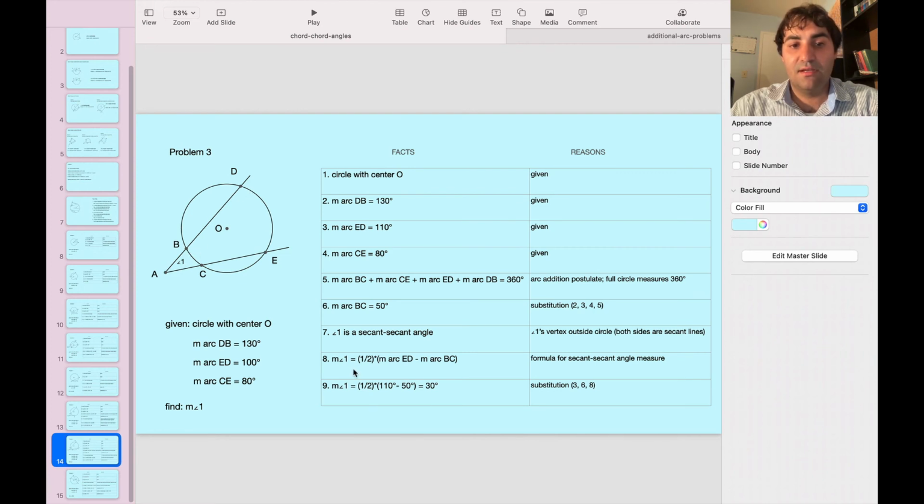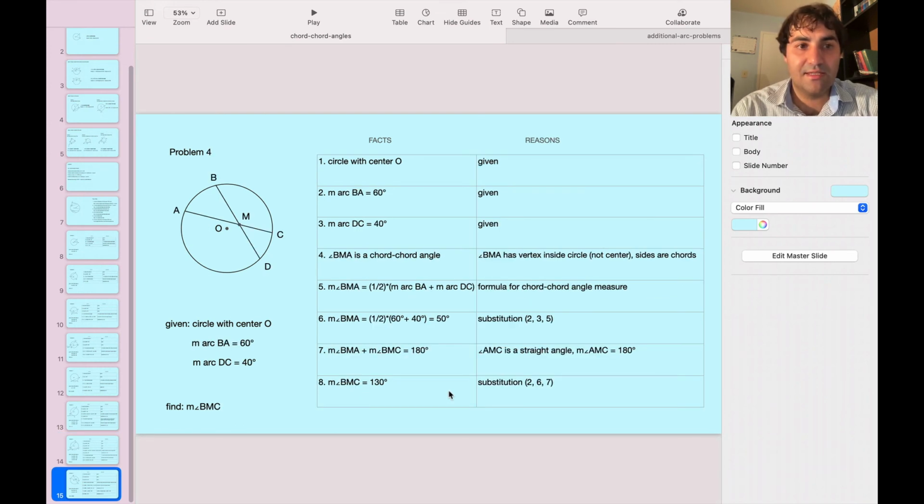So the measure of angle 1 equals 1/2 times, in parentheses, the measure of arc ED minus the measure of arc BC. And if I plug in what I have in statement 3, statement 6 into what I have in statement 8, we get measure of angle 1 equals 1/2 times, what is this, 110 minus 50 is 60 degrees. 60 degrees divided by 2 is 30 degrees. So measure of angle 1 equals 30 degrees.